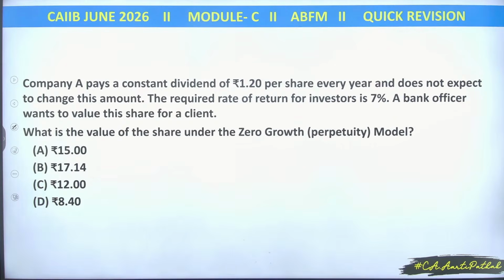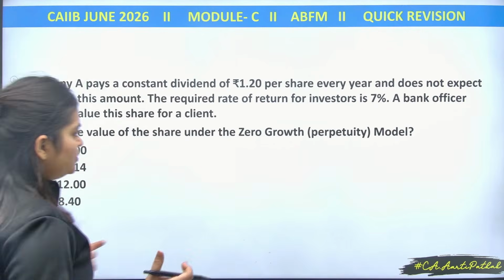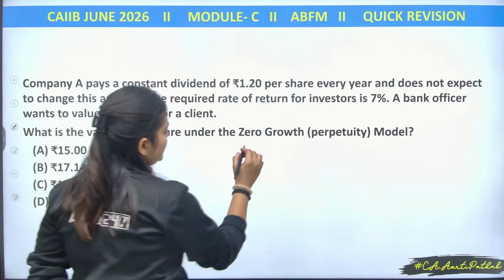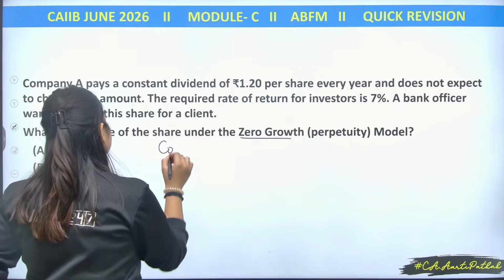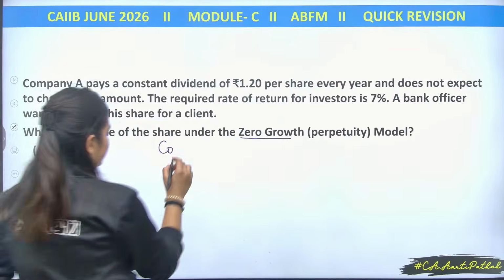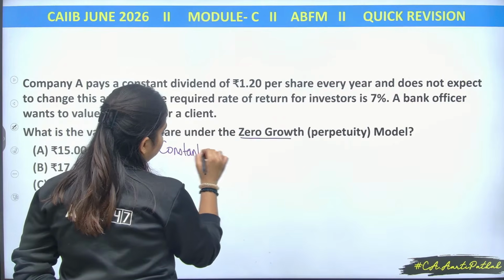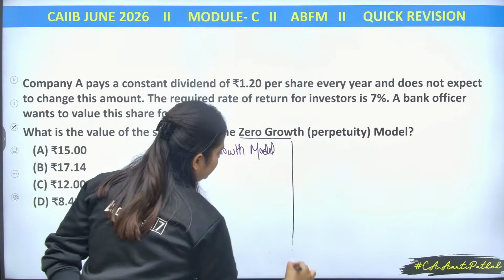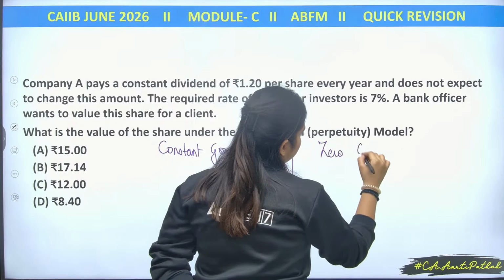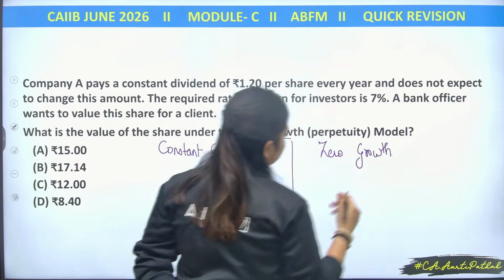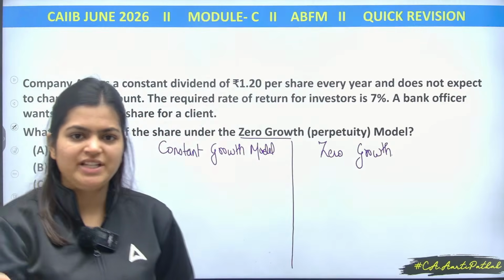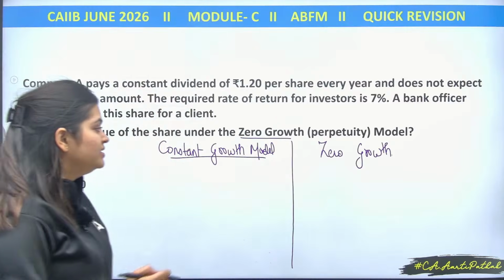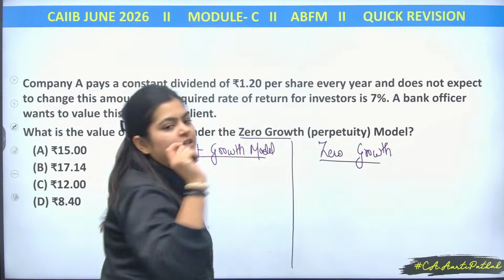Actually, let me tell you a few points related to zero growth and constant growth model. Sometimes they can ask the difference between constant growth model and the next one, zero growth model. The remaining models are like your 2-stage and 3-stage and H model. Under this constant growth model and zero growth model, there is a very thin line difference.